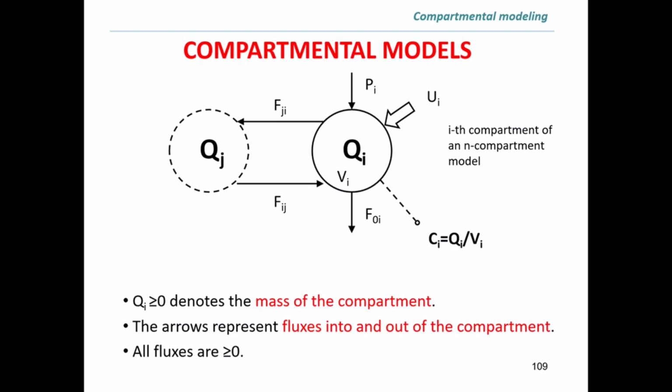There is also a convention to represent the fluxes. If we have FJI, it means that the flux is going from compartment I to compartment J. Vice versa, if we have FIJ, it means that the flux is going from compartment J to compartment I. It means that the first subscript represents the compartment that receives the flux, whereas the second subscript represents the compartment from which the flux derives.